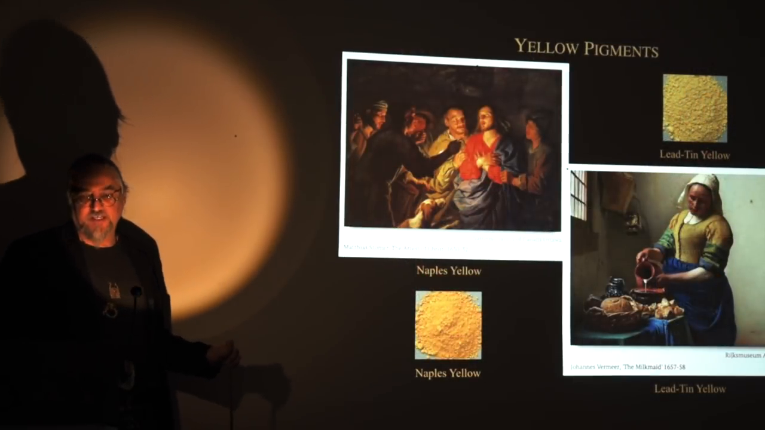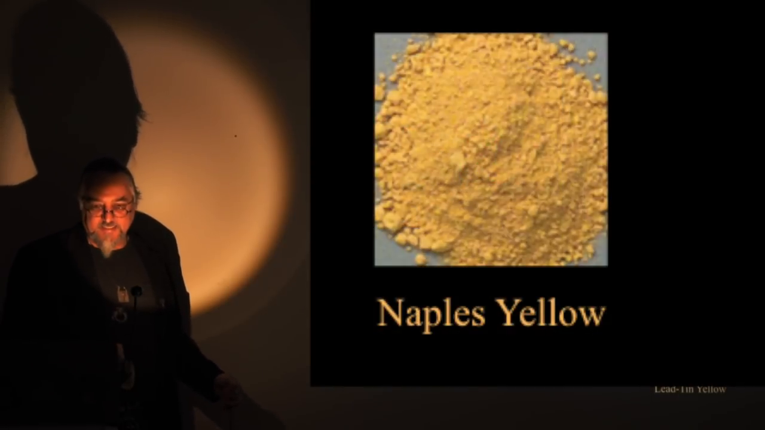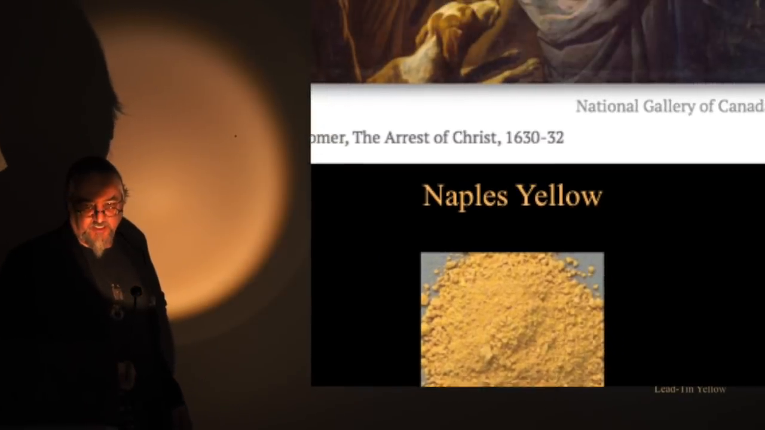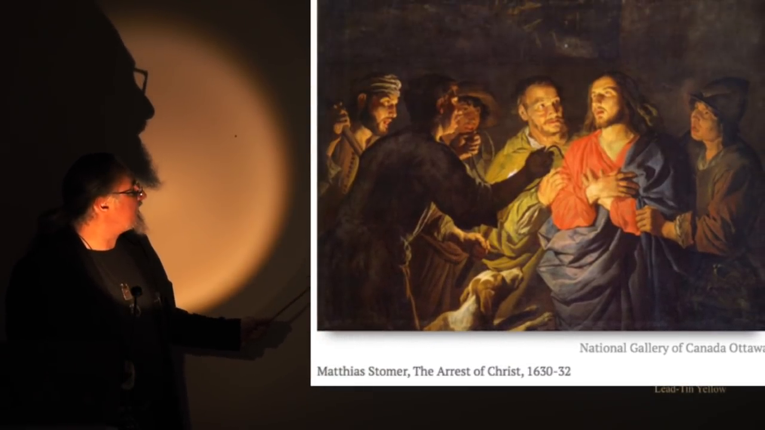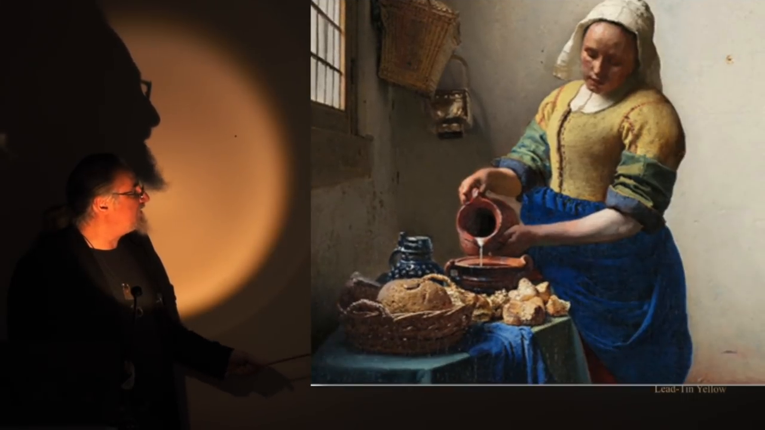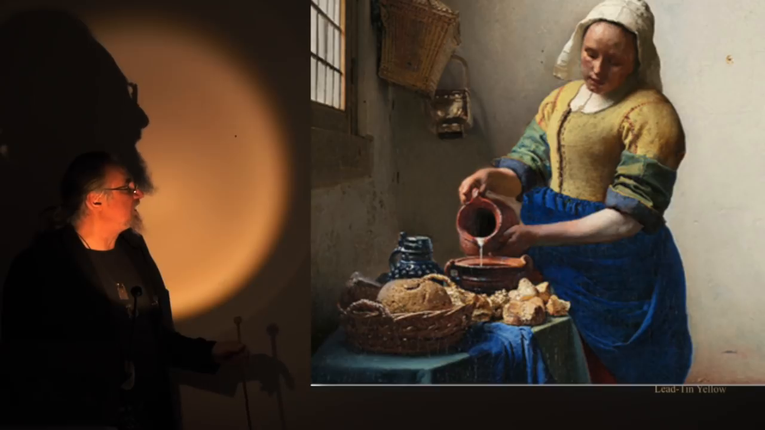More examples of yellow pigments then. Naples yellow, coming from lead, was used to create the beautiful garment that you see here in the center. And on the far right, Vermeer, lead tin yellow, to create those beautiful yellow pigments.